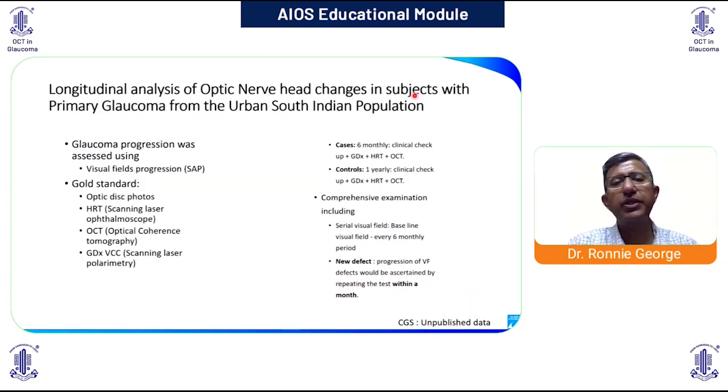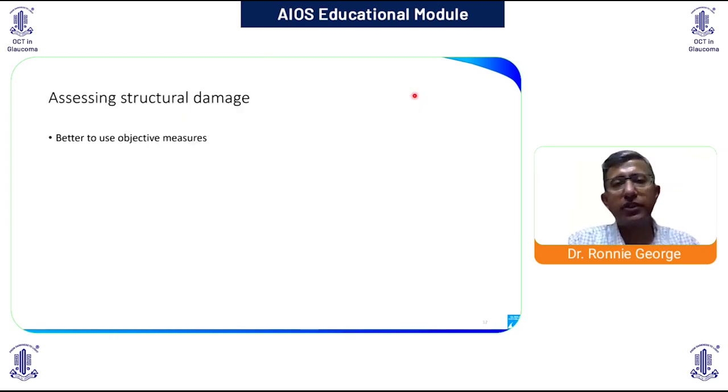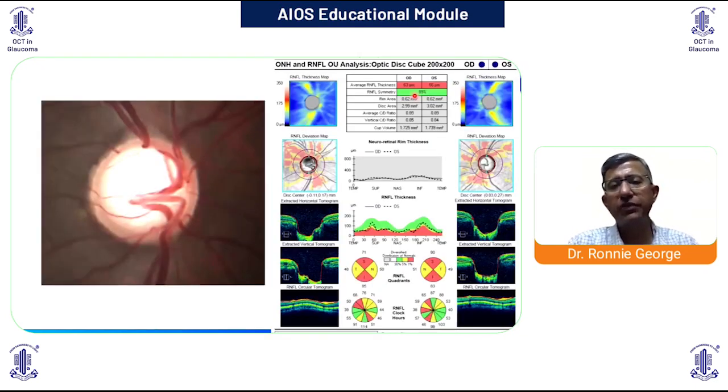And we had similar information from our own study where we looked at longitudinal analysis of the optic nerve and changes in patients with primary glaucoma. So when we are using structural damage, we again found that it is better to use objective measures rather than subjective measures like optic disc assessment to detect change. And the best objective measure we have today is the OCT, because the OCT gives you disc findings, it gives you RNFL findings, it gives you macular RNFL change. And these are all three important parameters when it comes to looking at glaucoma.